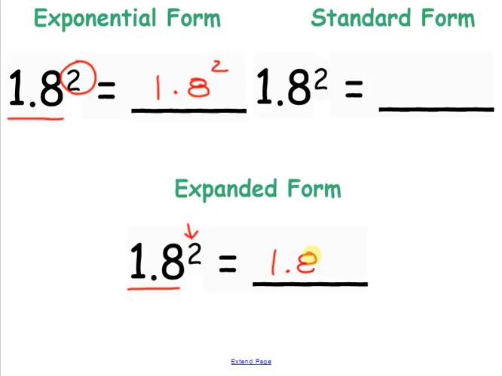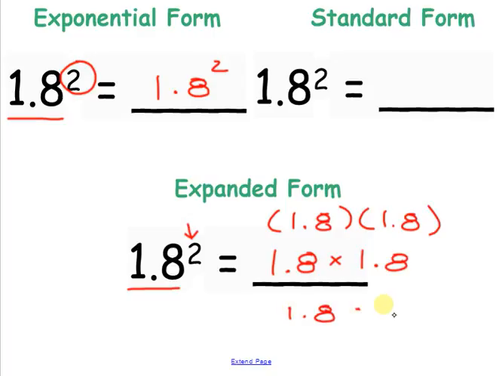So 1.8 times 1.8. I can also write it by putting it next door to each other in parentheses. And I can also write it with a multiplication dot in between. This probably may not be the wisest choice because the multiplication dot might get lost with the decimal dot. I would probably choose the parentheses route. Okay? Either way though, now we need to solve for standard form, which is the answer. Okay? But you know how to do this.